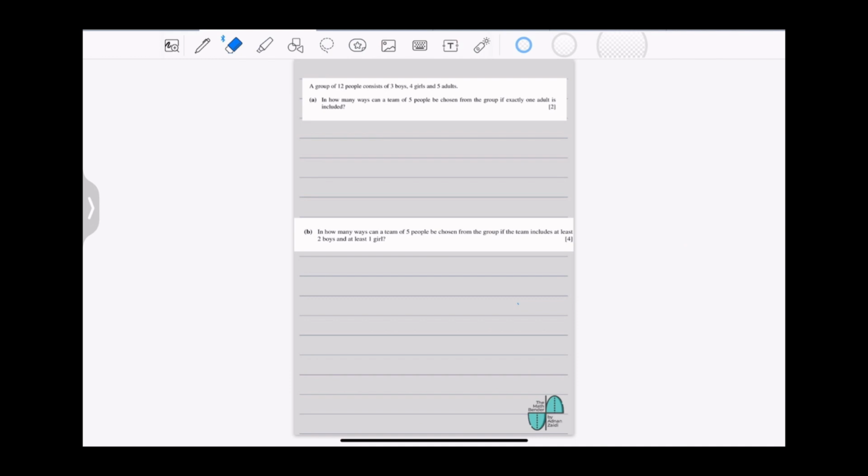So in this question, a team of 5 people is to be chosen, and it should include at least 2 boys and at least 1 girl. So a minimum of 2 boys have to be there and a minimum of 1 girl. So what we could do is 2 boys, 1 girl, and then 2 adults, or 2 boys, 2 girls, and 1 adult, or it could be 2 boys, 3 girls.